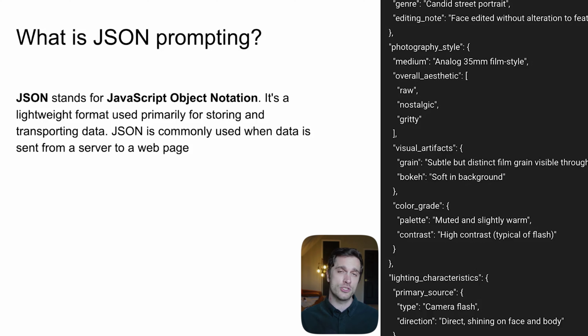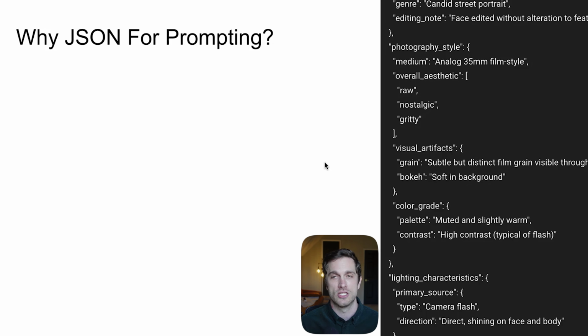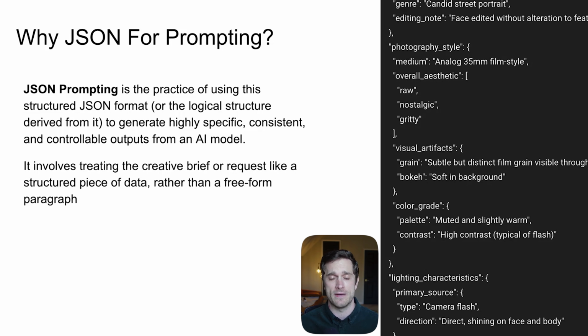So why should you use JSON prompting? Specifically, it allows you to get the most specific you could possibly get with prompting. If you've ever done a paragraph, and I think I've done a video on this where I took the exact same paragraph prompt and I put it into a platform 3 times in a row, it didn't create the same exact image perfectly 3 times in a row.